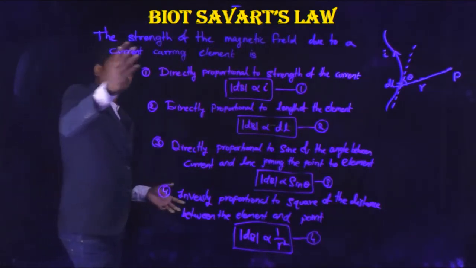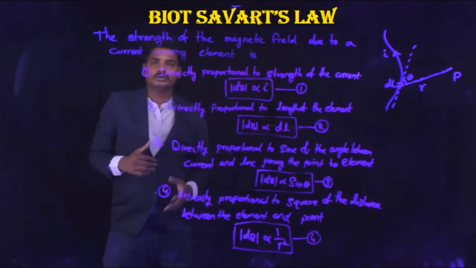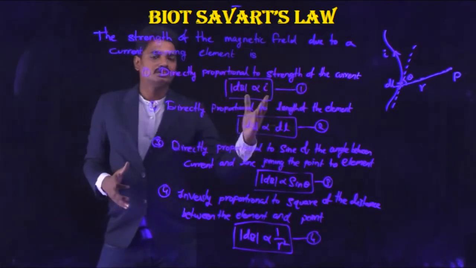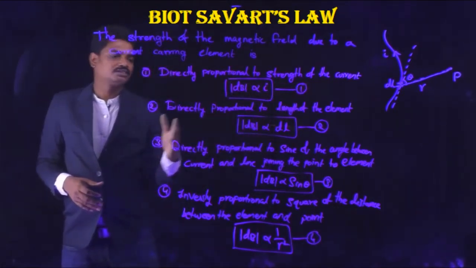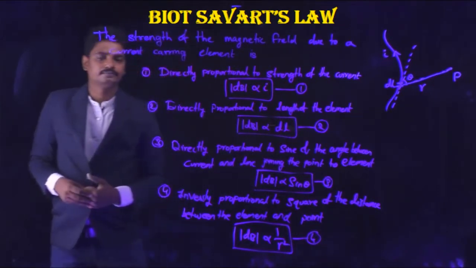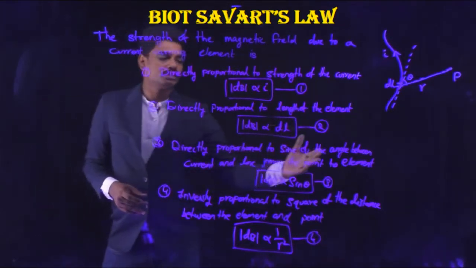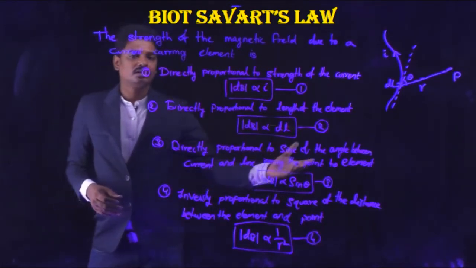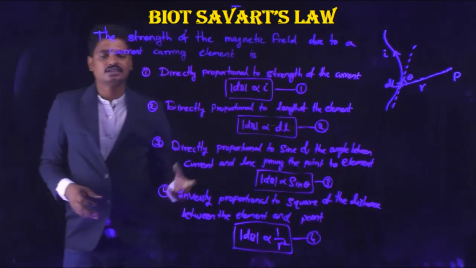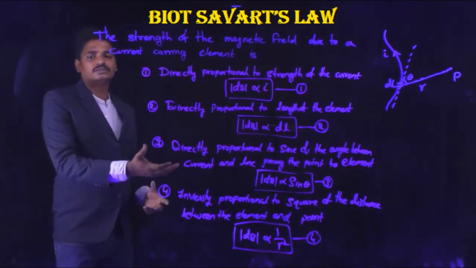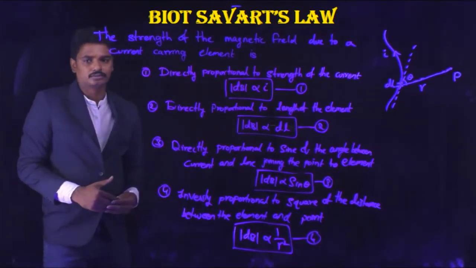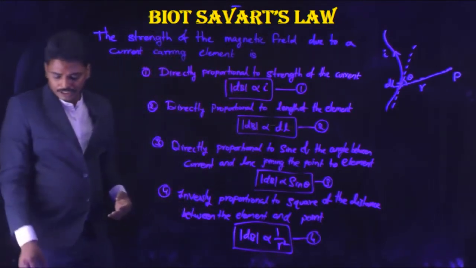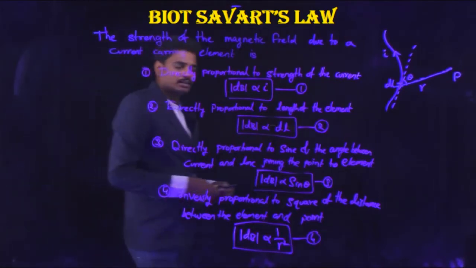The strength of the magnetic field due to a current carrying element is directly proportional to the strength of the current, directly proportional to the length of the element, directly proportional to the sine of the angle between the current and the line joining the element, and inversely proportional to the square of the distance between the element and the point. So from this we have been given 4 equations.